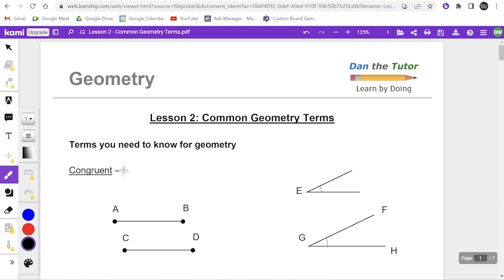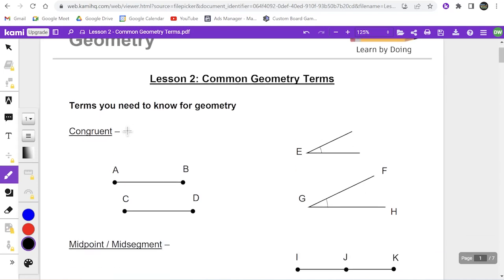So, congruent. We need a definition for congruent. It's like equal, but for geometry, for now. That's not the best explanation, but it's going to do for now, okay? And here we have line segment AB. Again, I would call it line segment AB. And down here you have line segment CD, which I would call CD, with a bar on top of it, saying it's a line segment.